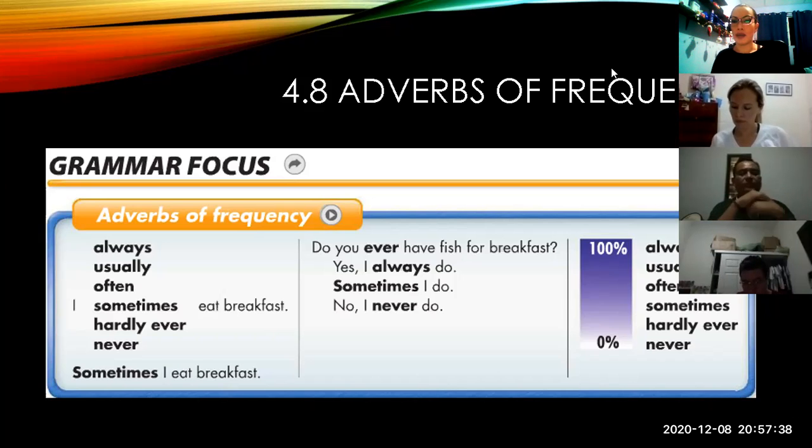So for you to have an idea, the adverbs of frequency that we are going to be using are always, usually, often, sometimes, hardly ever, and never.